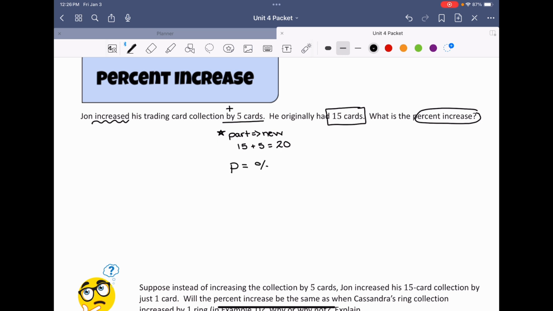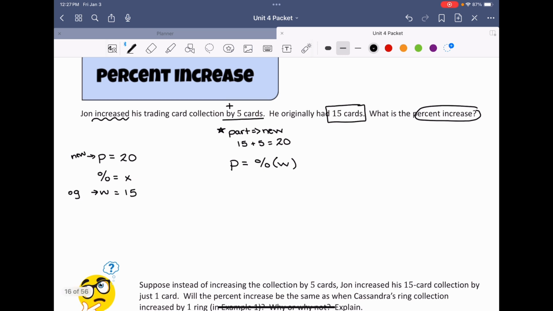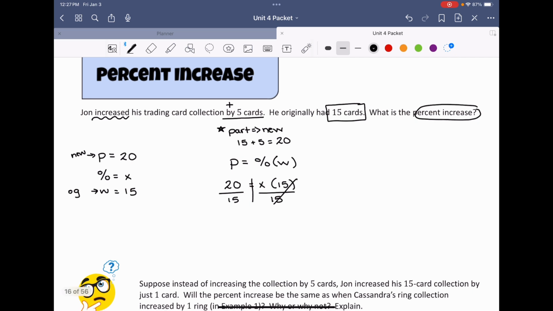So let's write our formula. Show our work for our cheat sheet. Part is new. Whole is the OG. All right, so my part is 20. I'm finding the percent, so that's x, and the whole is 15. Let's plug it in. 20 equals x times 15. Divide by 15 on both sides to get x by itself. 20 divided by 15, it's going to be a repeating decimal, that's okay. 1.3 repeating.